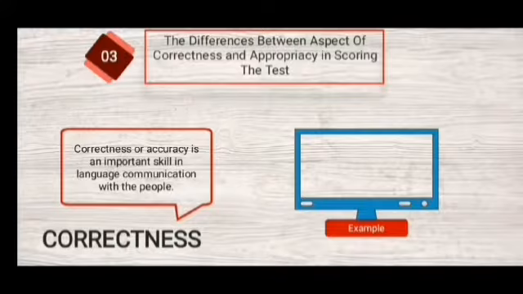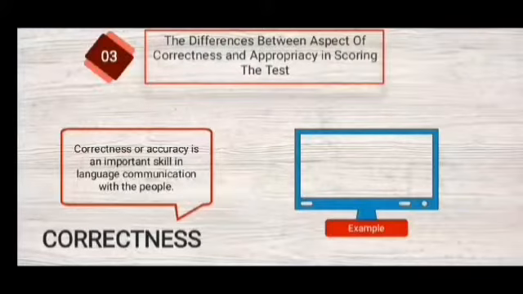Correctness or accuracy is an important skill in language communication with people. Correctness scores are easy to compute and appear to be psychologically convincing to those teachers who prefer an exact numerical score to an impressionistic rating as a measure of the seriousness of a given usage error, progress in usage improvement, and lastly, readiness to pass into a higher level class.